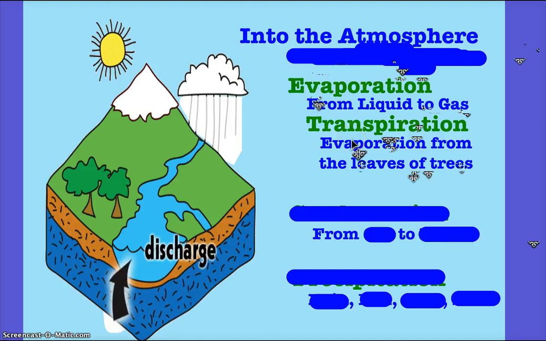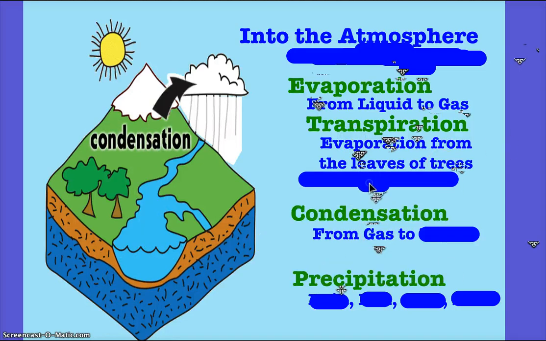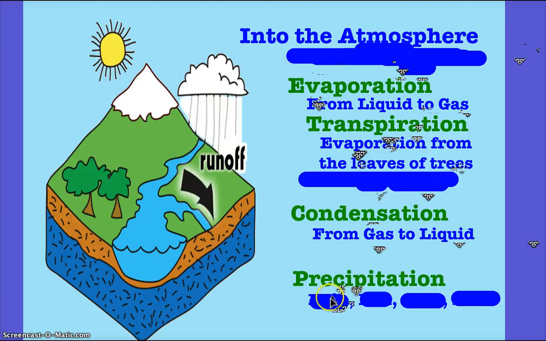And once it's there, what's going to happen to it? Precipitation. Before precipitation, I'll give you that. Condenses. It condenses. So it's going to go from its gas state back to liquid state. And then it's going to fall, which is precipitation, in the form of rain, snow, hail, and sleet. Good job.